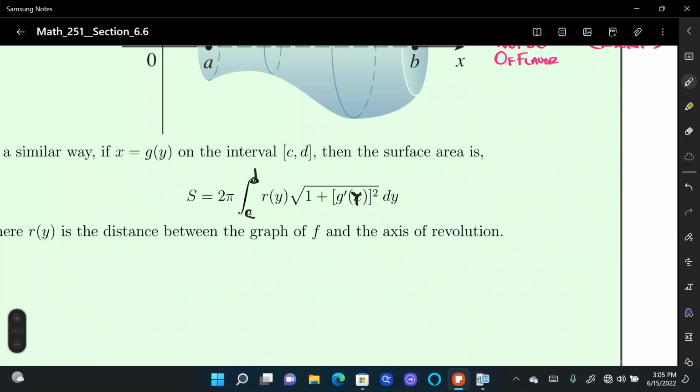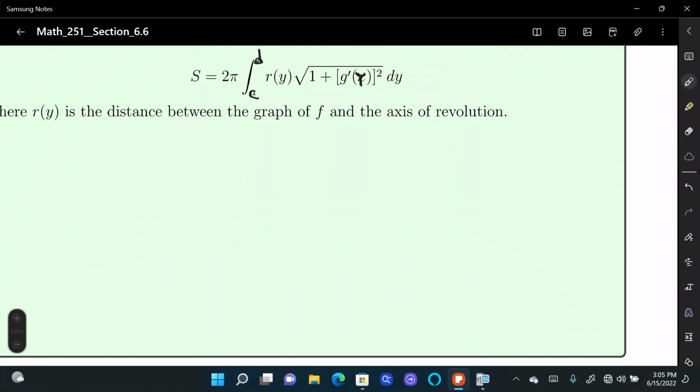All right. And of course, the graph is very similar to the one on the top. Let me do something pretty quick.